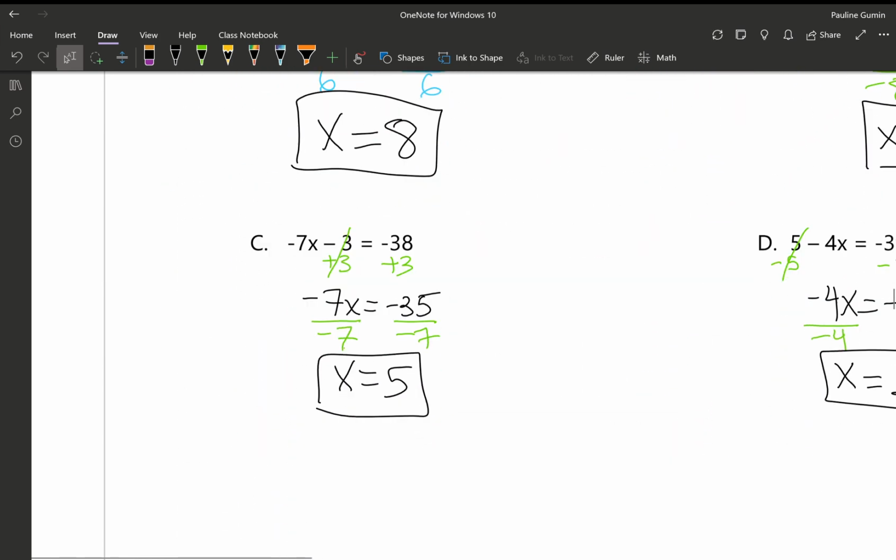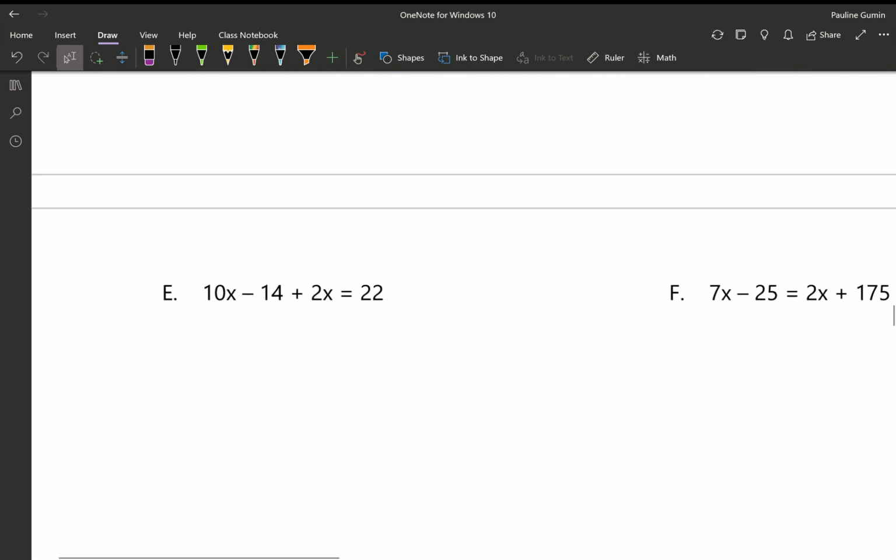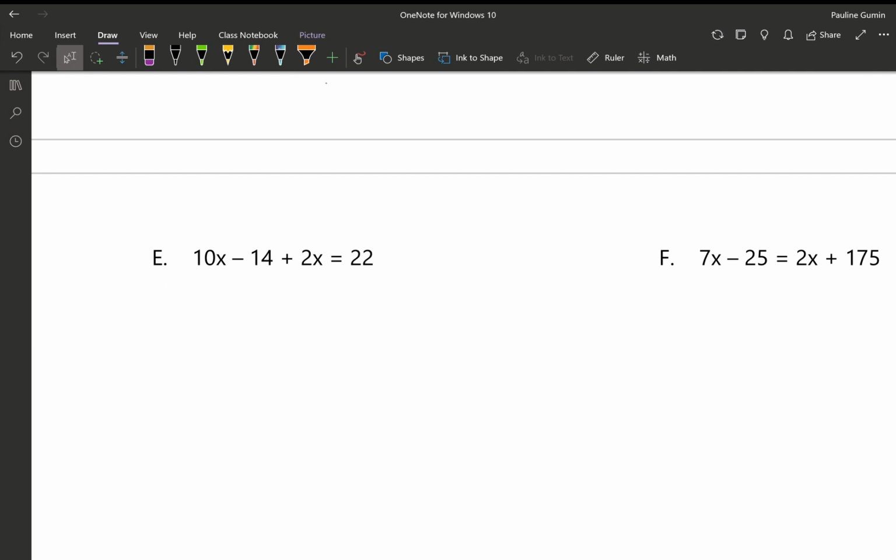Okay. So letter E. I don't see any parentheses, so I'm not going to be distributing anything, but I do see some like terms on the left side. Do you see those like terms? It's that 10x and the plus 2x. So 10x's plus 2x's gives us 12x. And of course, the minus 14 and the equals 22 come along.